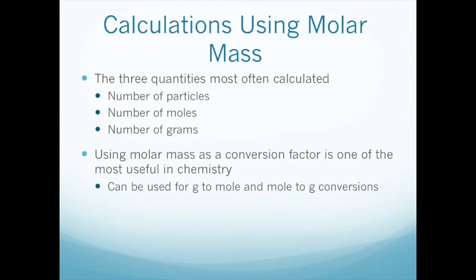Now, there are 3 quantities that you generally calculate using molar mass. You're either calculating the number of particles, you're calculating the number of moles, which is still technically the number of particles, or you're counting the number of grams. And this conversion is one of the fundamental building blocks of our study of chemistry, because you can move back and forth between different quantities of reactants and products and make predictions based on your understanding of how particles are collected.